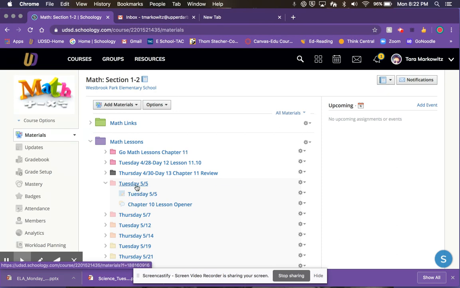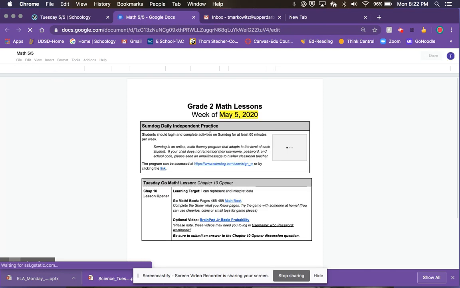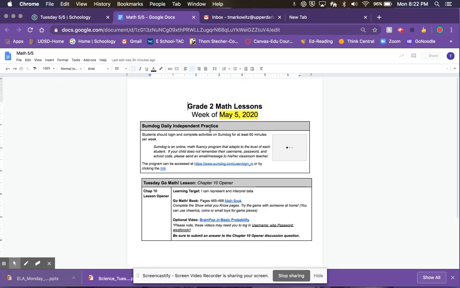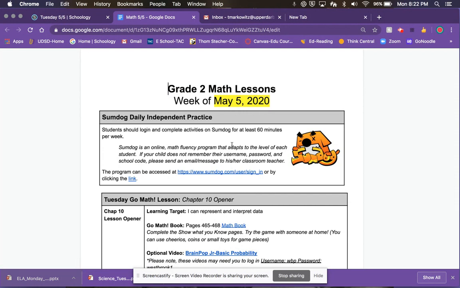So if I'm starting with math today, I'm going to go to Tuesday the 5th and open up the lesson for the day. Okay, Tuesday 5-5, right here is the link for the lesson. So you're going to click on that. It will take you into the lesson. It also tells you that you should log on to SumDog or Prodigy. If you use two fingers, you can zoom in like this.